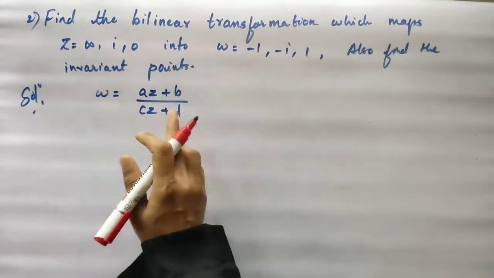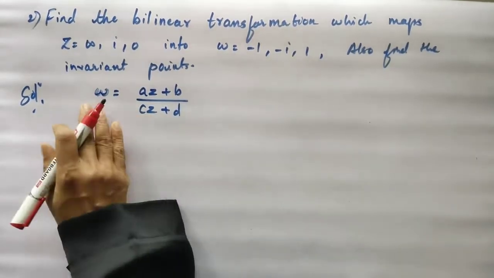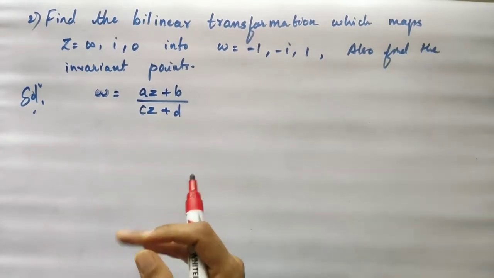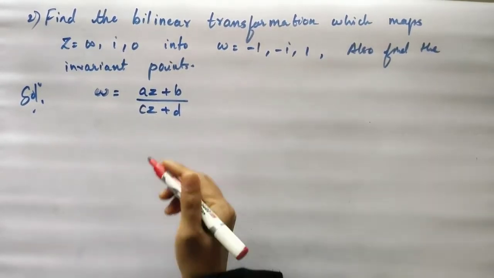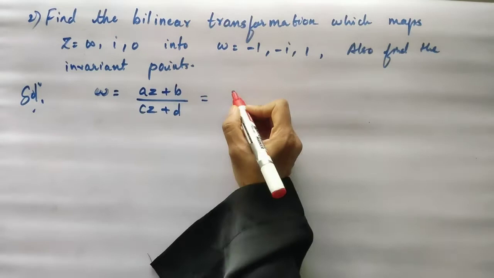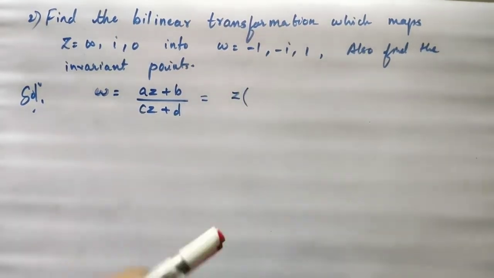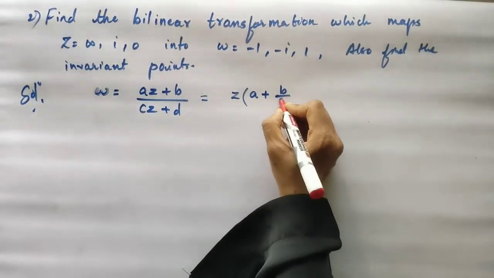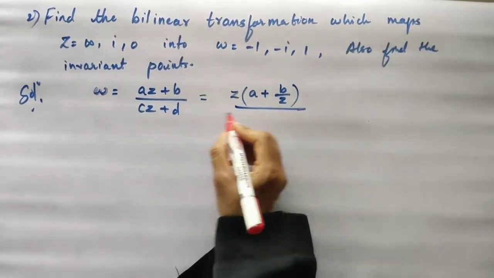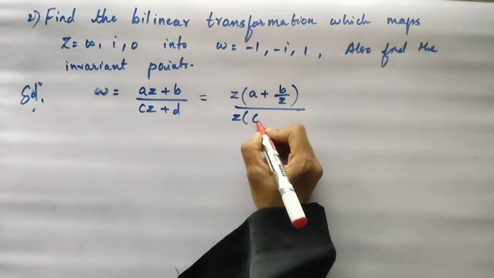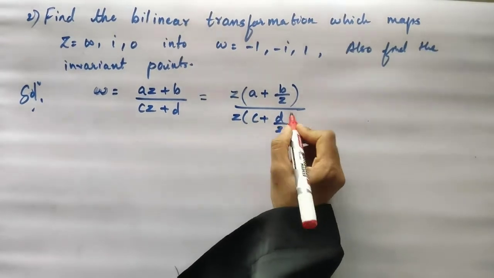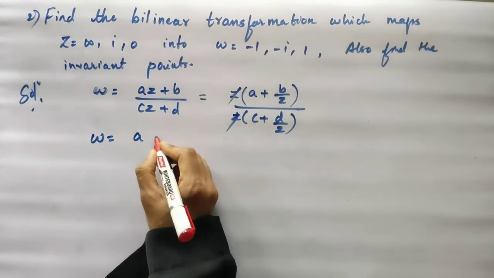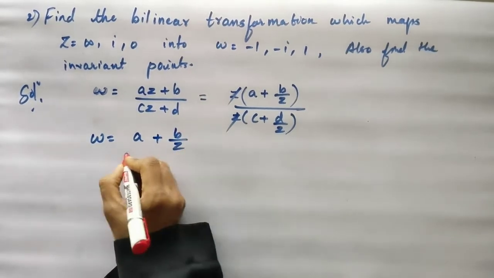You take z common from here, in the same transformation. Don't directly put infinity because you cannot; you do not know what the value of infinity by infinity is. So we take z common from the numerator and the denominator. I can write (a + b/z) divided by (c + d/z), as z and z get cancelled. So the same w transformation is something like this.